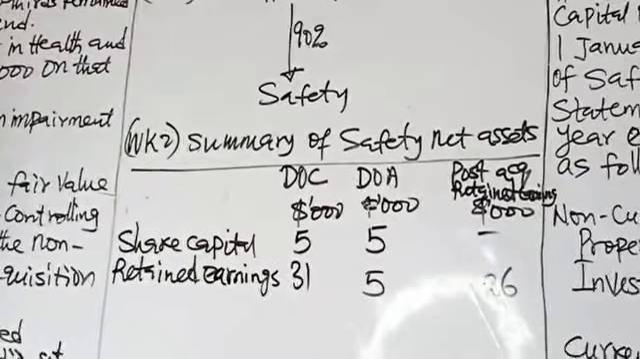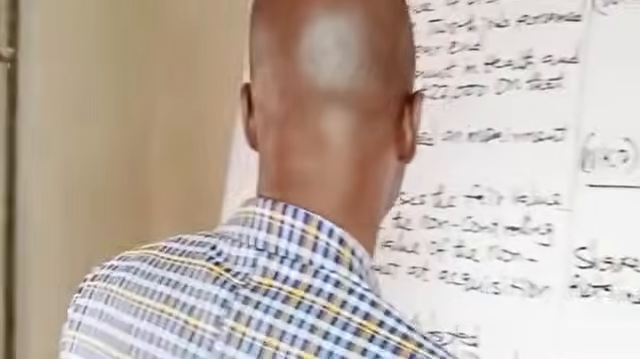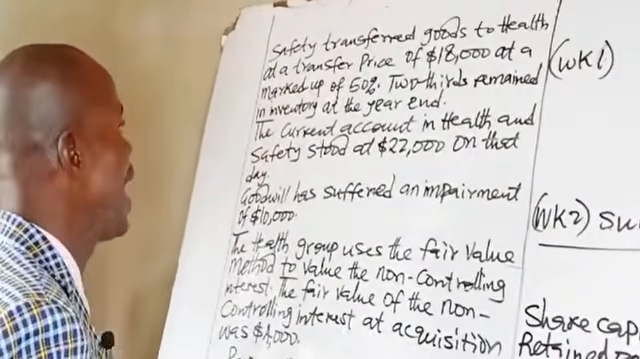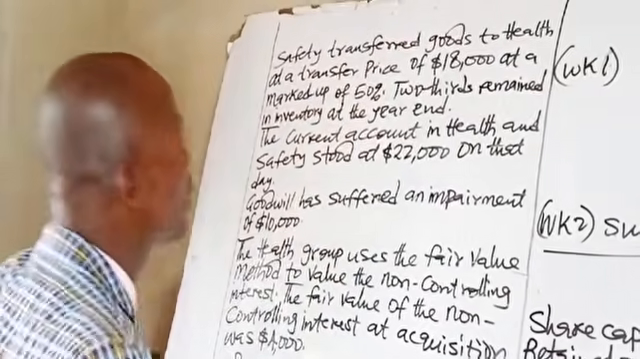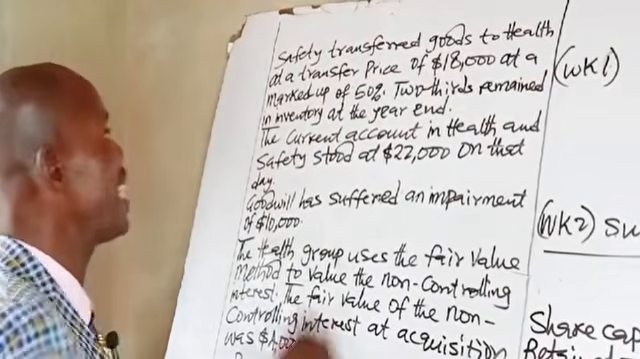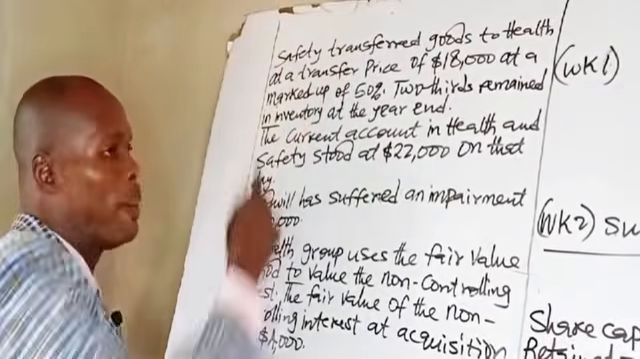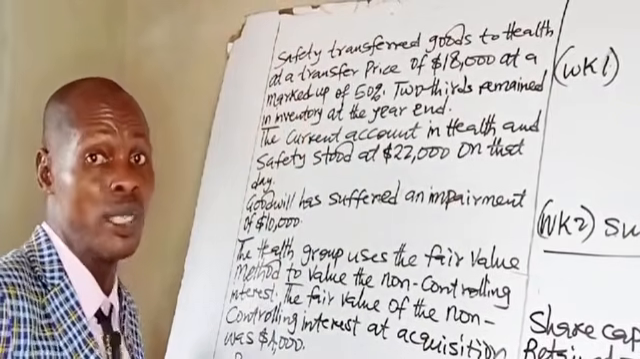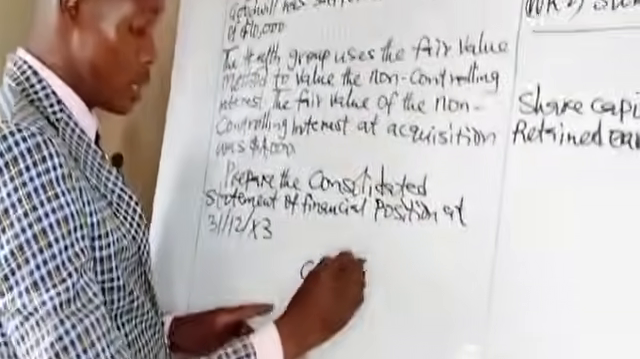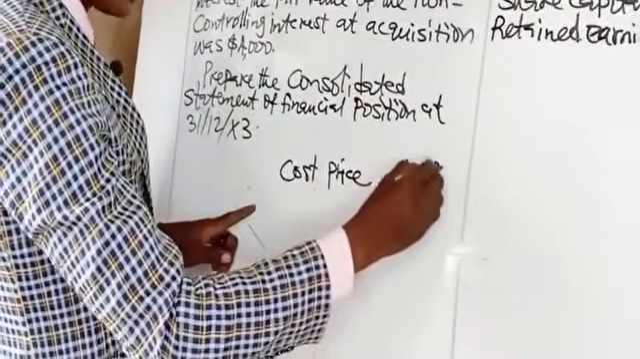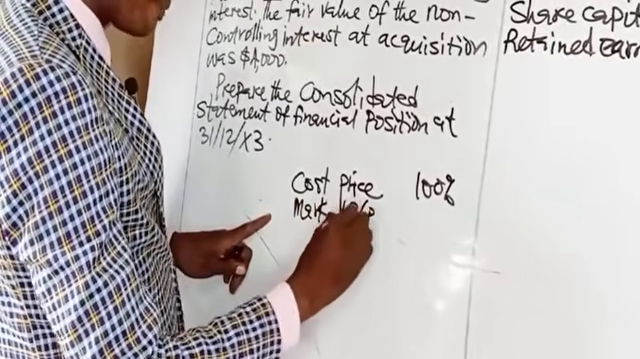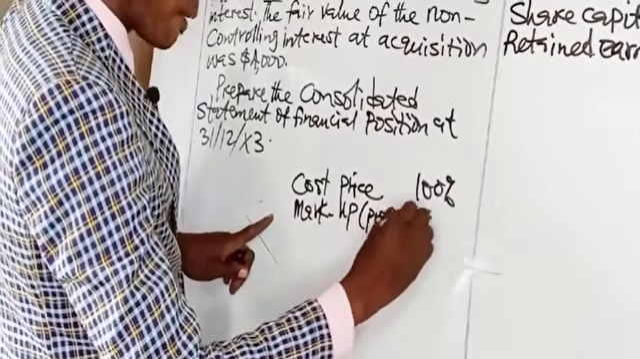Now back to the note, the additional information. You were told Safety transferred goods to Head at a transfer price of 18,000. This is the transfer price, the selling price. The transfer price means selling price, at a markup of 50%. I've told you that cost price is always 100%. And you are given marked up, which is profit. Marked up means profit, and you are given marked up of 50%.